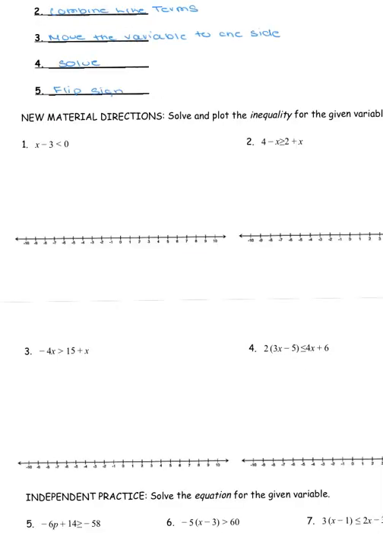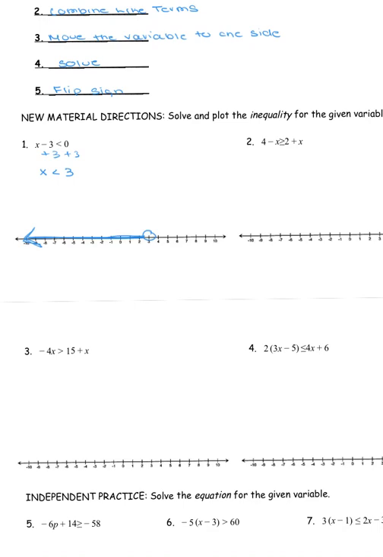All right, so let's take a look at the first example, just a brief review of a one-step inequality. So I have x minus 3 is less than 0. So I'm going to add 3 to both sides. And I get x is less than 3. On my number line, since I have less than, then I know I'm going to have an open circle at 3. And I need all values that are less than 3. So I'm going to shade to the left.